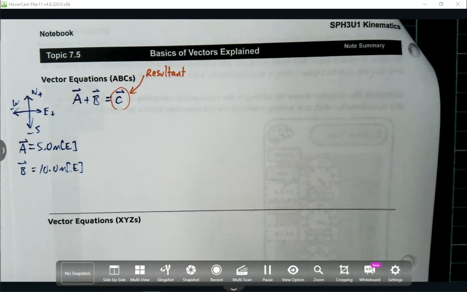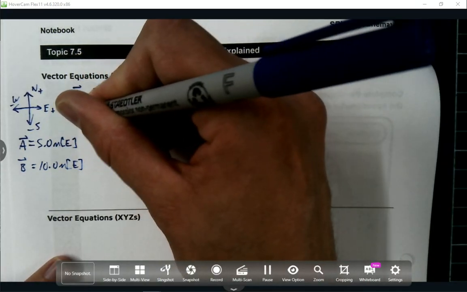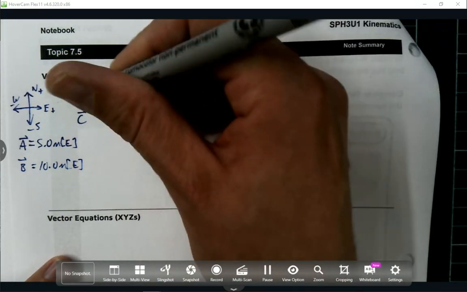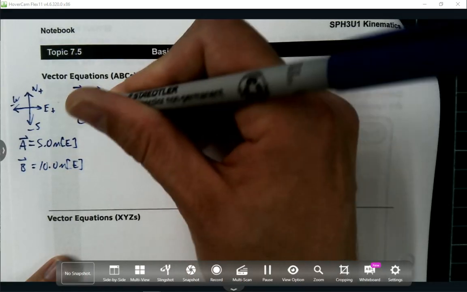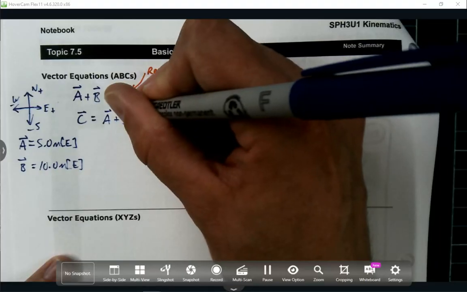We could say, okay, I want to add up these vectors. Typically, stylistically, there's always these little style things. People will say they want to have the resultant on the left-hand side of the equal sign. C equals A plus B.